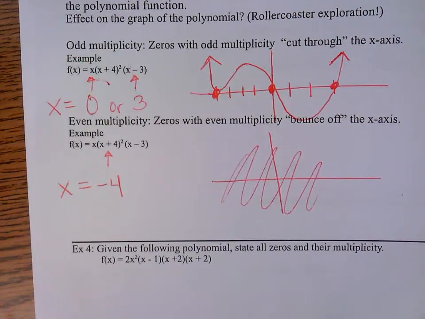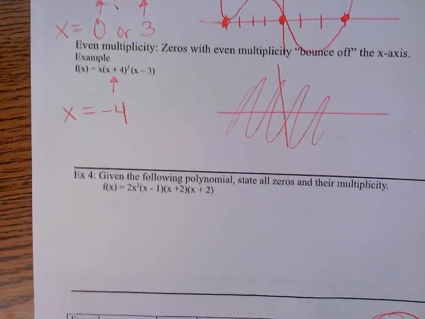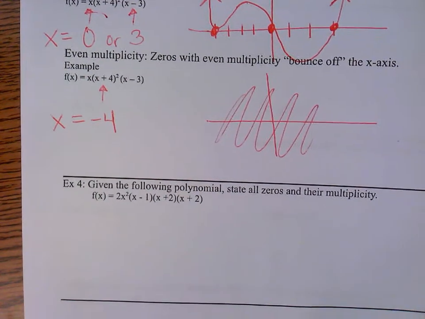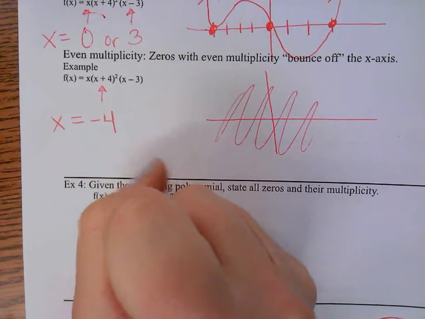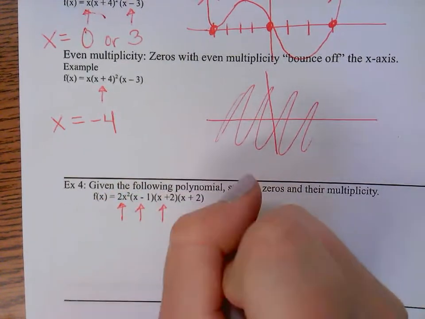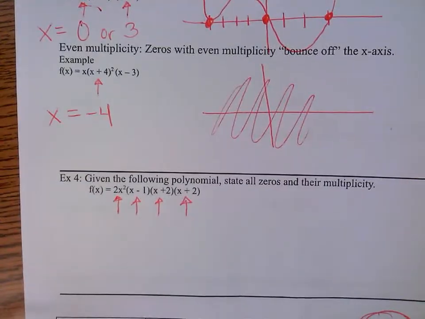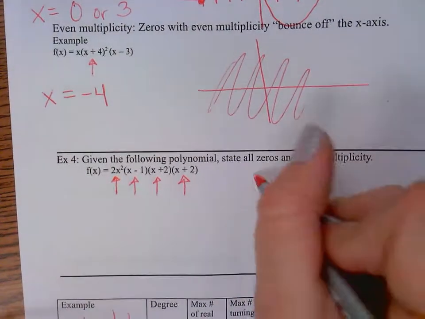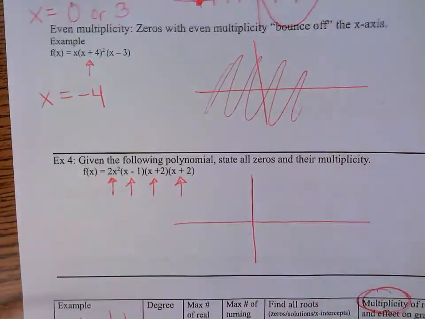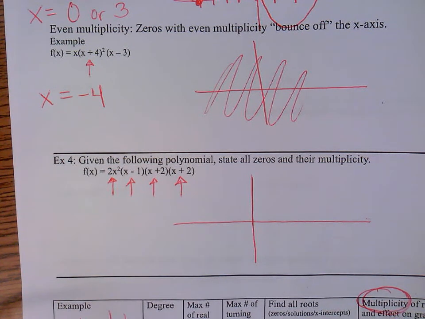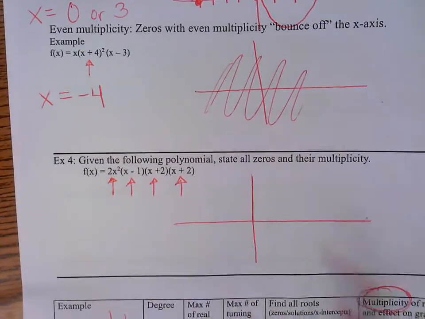So let's see if you can do number 4. You're going to write underneath what each of the x-intercepts are, and then use the multiplicity to think about if they're going to be even or odd, bounce off. If you want to try to do it with the end behavior, you could. Or if you just want to wait a minute after you write down the x-intercepts, we could do that part together. But at least identify what your x-intercepts are going to be.